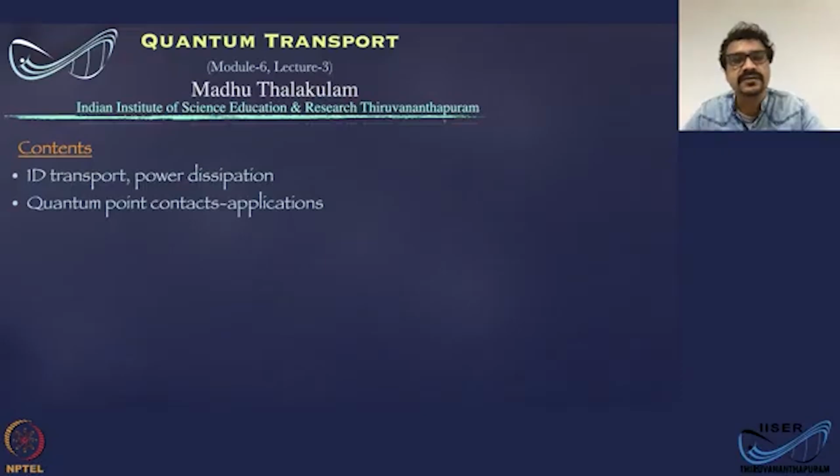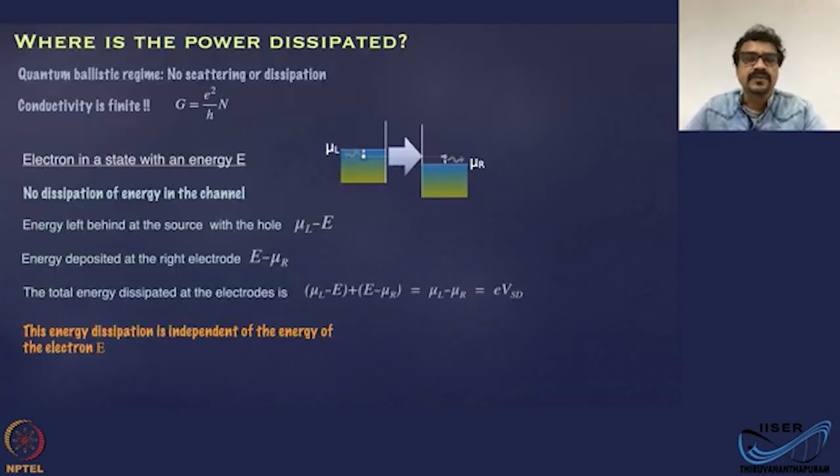In this lecture, we will discuss the power dissipation in one-dimensional transport by taking the quantum point contact as a candidate system, and we will also look into the technological applications of quantum point contacts and atomic point contacts. The quantum point contact operates in the quantum ballistic regime. The assumption there is that there are no scattering events when the electrons are traversing or propagating through the channel.